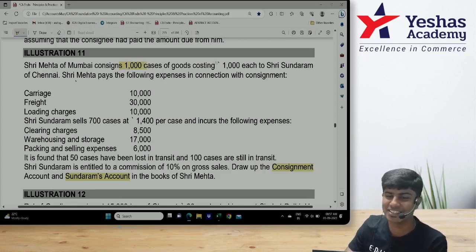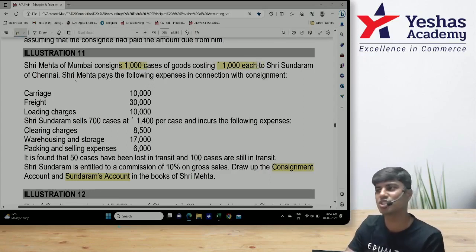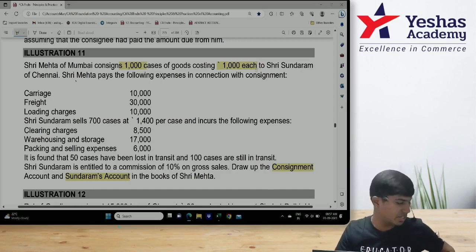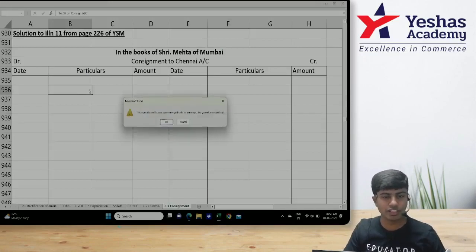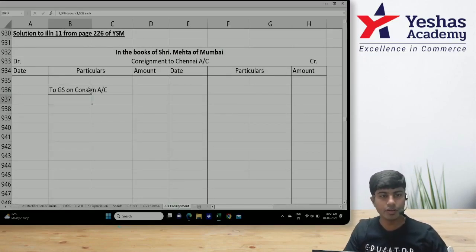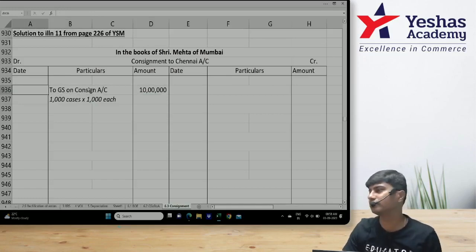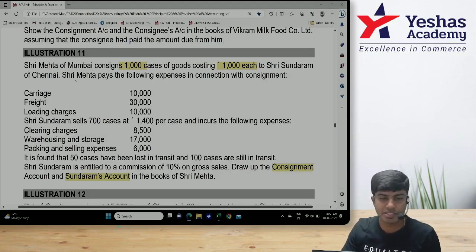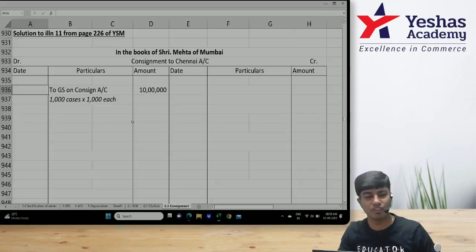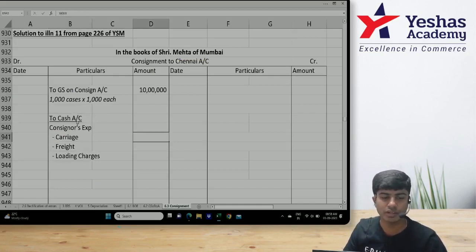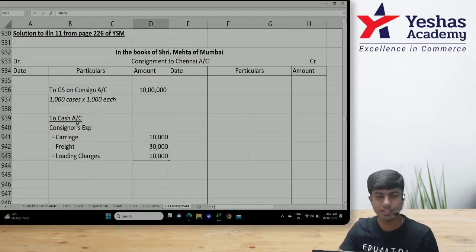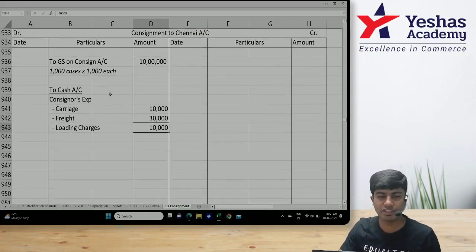And 1000 cases costing rupees 1000 each. How much is 1000 into 1000? Can I write in consignment account, to goods sent on consignment? 1000 into 1000, 10 lakh. Okay. After that, expenses paid by whom? Consigner: carriage, freight, loading. 10 plus 30 plus 10, 50. Consignment account debit to cash. Consigner's expense, carriage, freight, loading. 10 plus 30 plus 10. Is this right? What is after that?